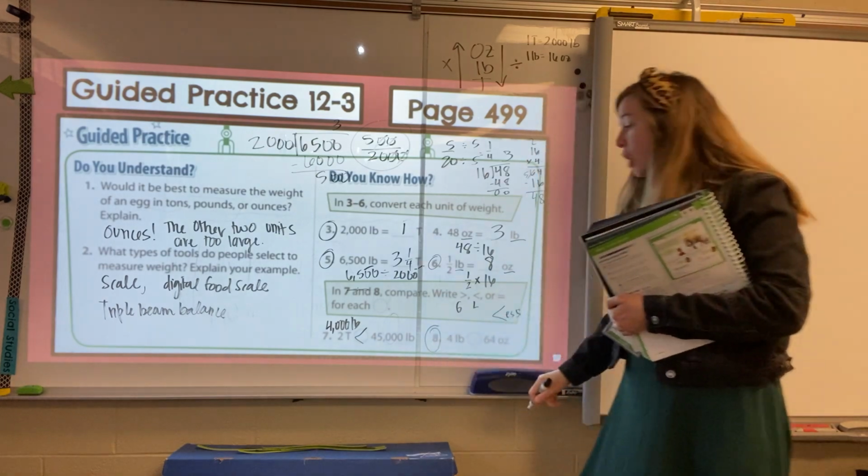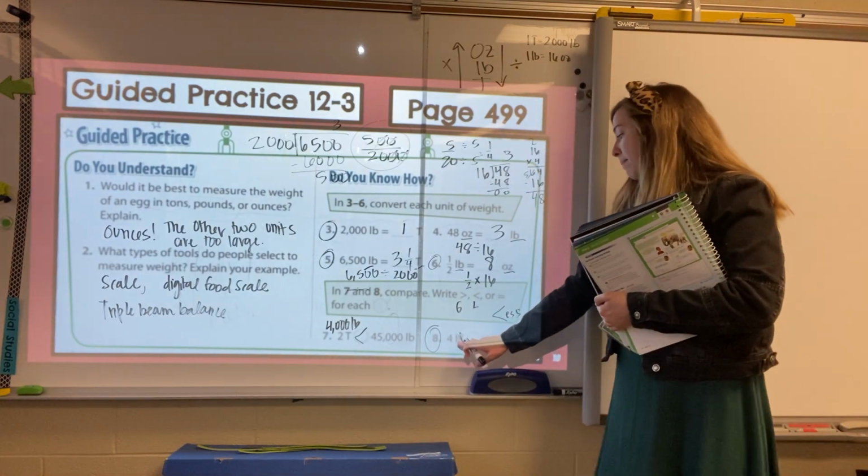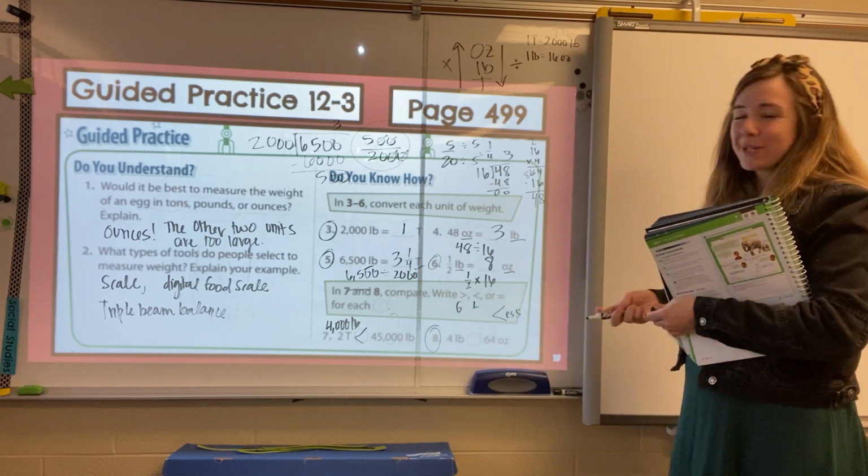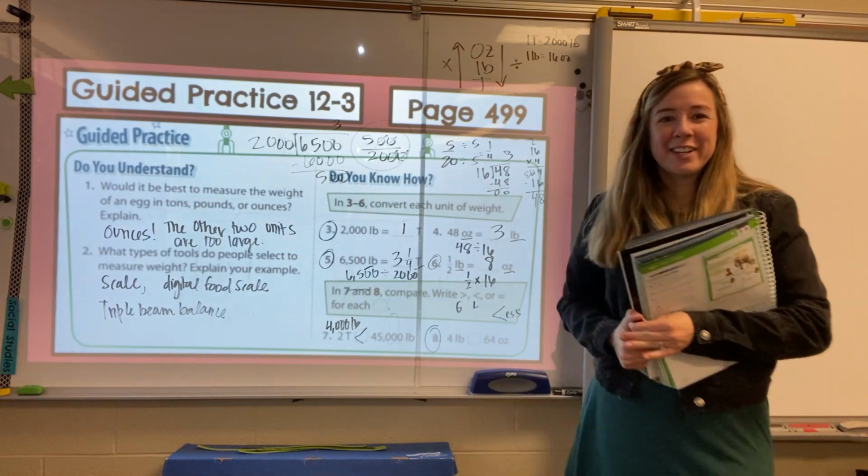Okay, you guys go ahead and try number 8. Remember, you have to either convert your pounds to ounces or your ounces to pounds in order to compare them, and then put your symbol in. All right, great job, 5th graders.